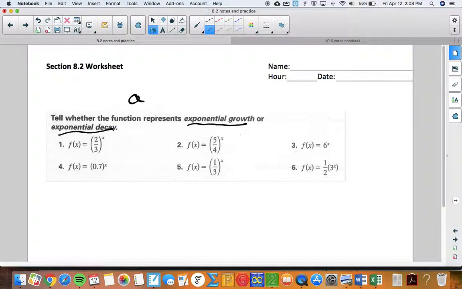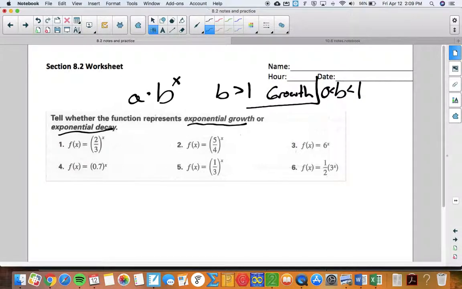With our general template here, if our base, b, is a value that's greater than 1, it's going to be growth. And if b is greater than 0 but less than 1, it's going to be decay. So here's growth, here's decay. So that's what we'll look at here.